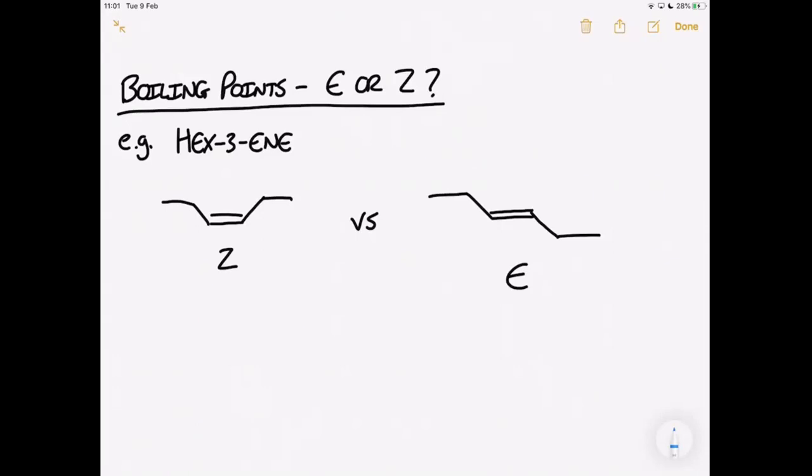So remember, it's the same structural formula, same number of electrons, same chain length, right? But because of the geometry, there's a slight difference in how the directions point away of the things that are attached to the double bond, and actually that has a slight impact. The easiest way of thinking about this is it's a lot like the comparison between straight chain alkanes and branched alkanes.